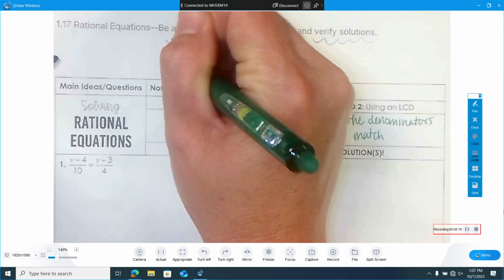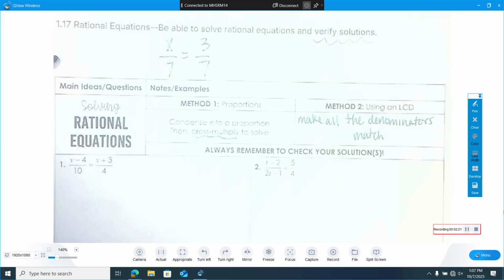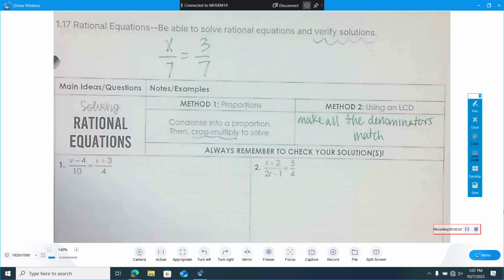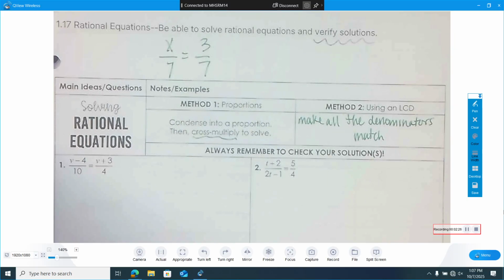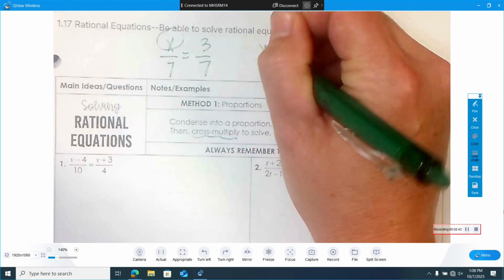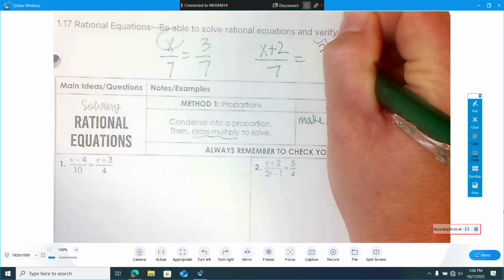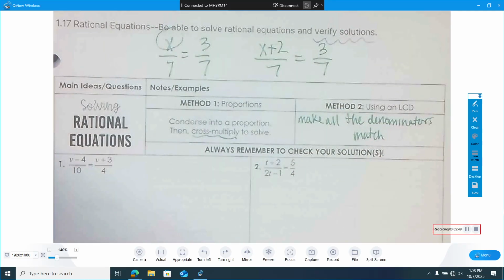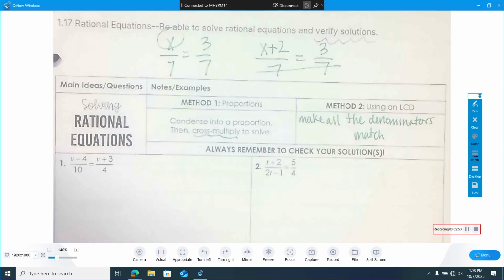If x over 7 equals 3 over 7, what's x? X is just 3, right? Yeah, if x is 3, then they'd match, right? I don't have to do any math when I think about it, right? Okay. We don't want to get locked into procedures when it's straight up obvious. If I have something like x plus 2 over 7 equals 3 over 7, it's 1, right? Do we even have to think about the denominator?